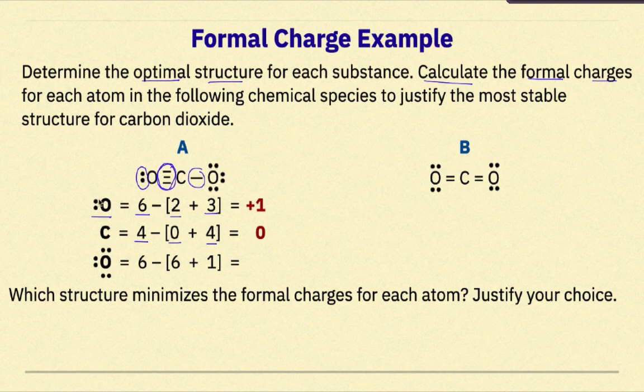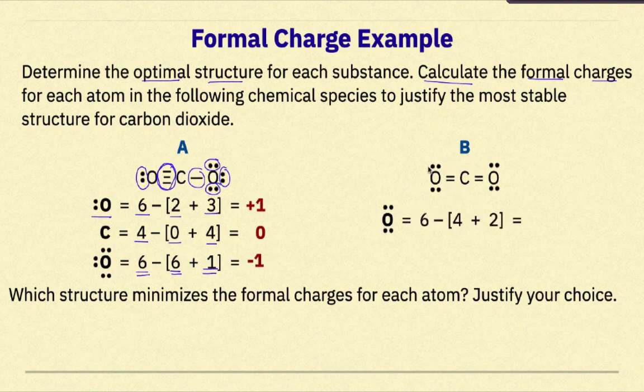And then for this last oxygen, because notice, we just can't say oxygen because the first oxygen has 1 lone pair and this last oxygen has 3 lone pairs. Oxygen has 6 valence electrons. It has 6 electrons involved in lone pairs, 2, 4, and 6. It has 1 bond coming off of the oxygen right there. So the overall formal charge for my bottom oxygen is -1. Let's compare that now to structure B.